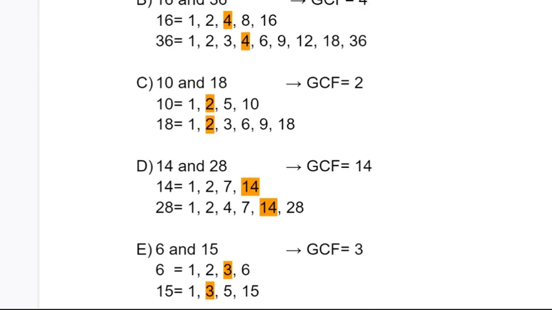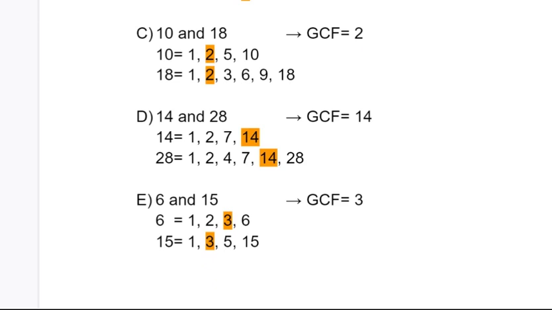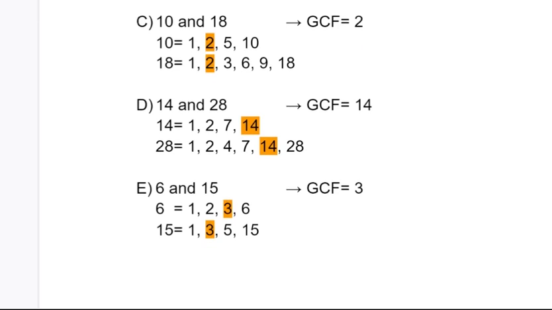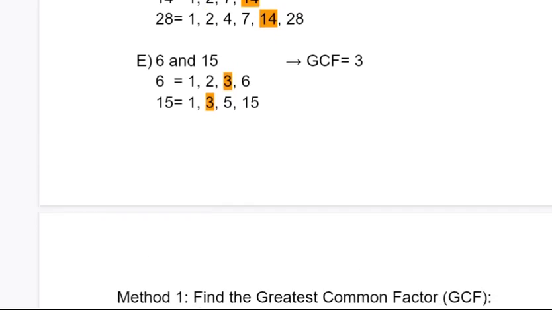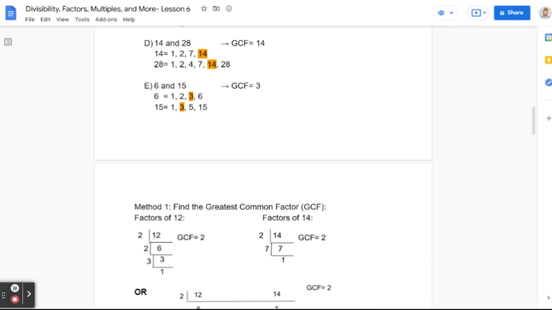10 and 18, all the factors are listed. And when I look at my list, number 2 is the greatest common factor. It appears for both numbers, and there's no other number that repeats for both of them. 14 and 28, I list them, and I see that 14 is a factor of both, so the greatest common factor is 14. And finally, we have 6 and 15, listing all our factors for both numbers. We get 3 as the greatest common factor.